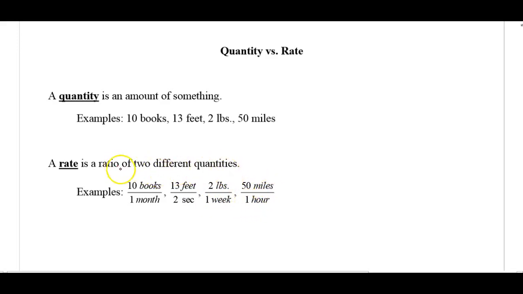So to have a rate, I need a ratio of two different quantities so that the units don't cancel out here. Books and month are different, feet and second are different. So I can read 10 books in 1 month, or travel 13 feet in 2 seconds. I can lose 2 pounds every 1 week, or travel 50 miles in 1 hour. These would be examples of some typical rates that we're going to deal with in this section.